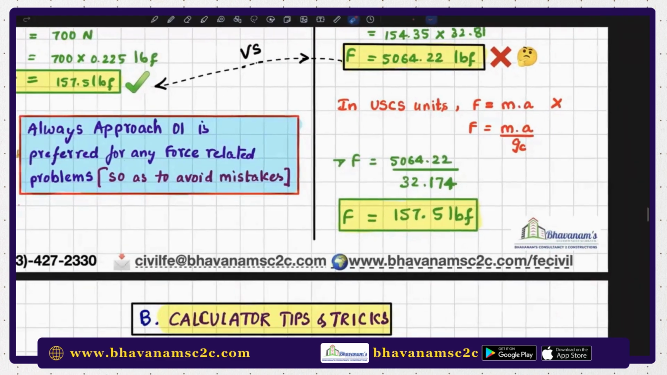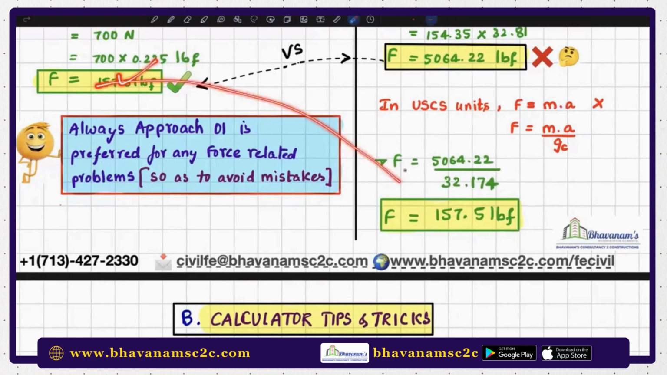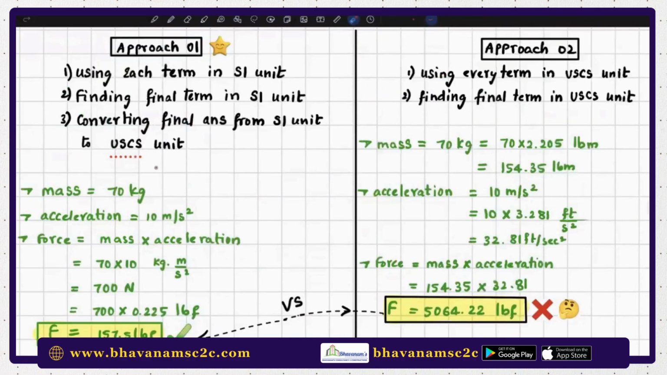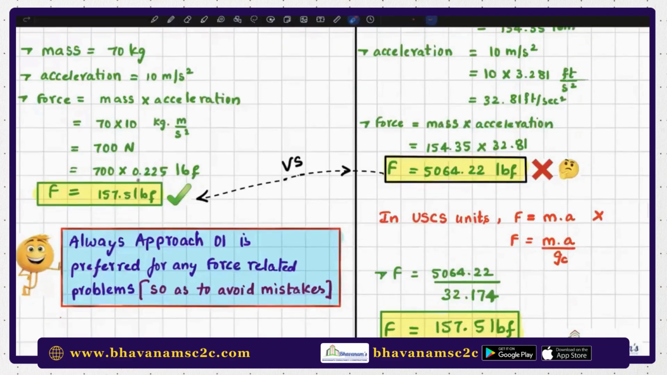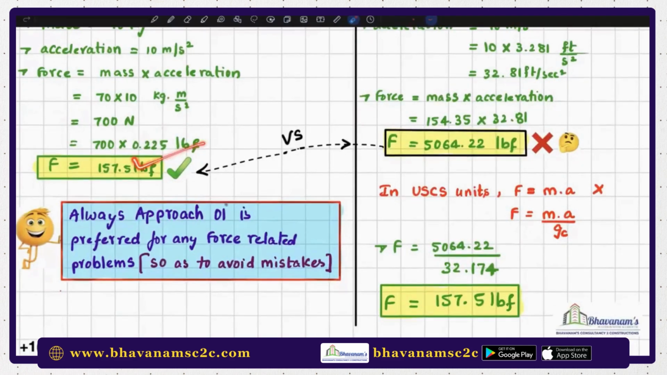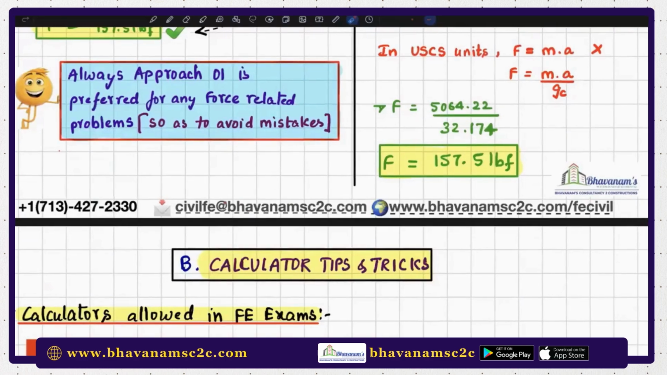You can go to approach 1 here. You can notice that now they are the same. If you forget this step in the exam, you will get a different answer. You will get the wrong answer actually. So what we, Bhavanam C2C, suggest to you is always use approach 1. You find the final answer in SI units and then simply multiply by one step, that is 0.225. You will get the answer in pound force. Remember this, guys, for all the subjects, it applies the same.